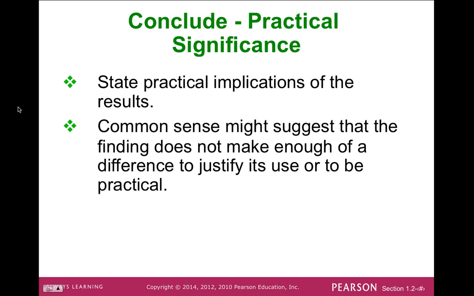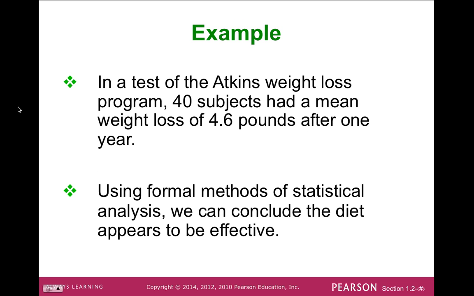So common sense might suggest that a finding does not make enough of a difference to justify its use or to be practical. For example, in a test of the Atkins weight loss program, 40 people had a mean weight loss, and by mean weight loss I mean an average weight loss of 4.6 pounds after 1 year on the diet. Using formal methods of statistical analysis, researchers were able to conclude that the diet appeared to be effective, in that it was statistically significant.